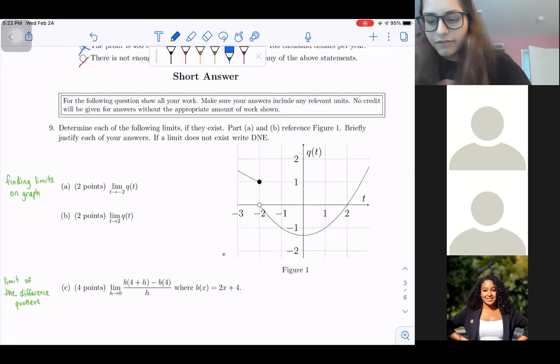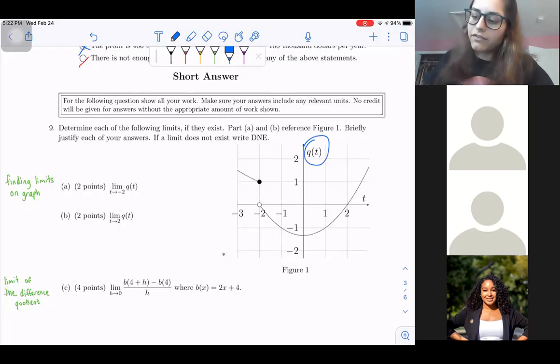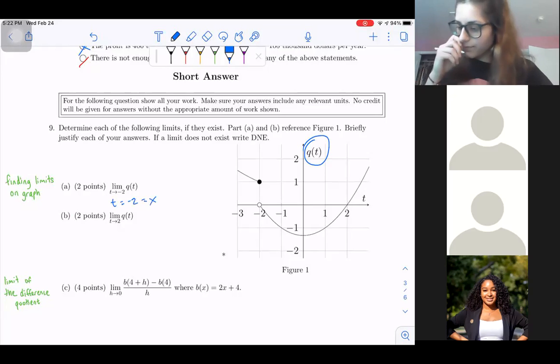All right, determine each of the following limits if they exist. I actually really like these ones. I think they're super easy. They're hard at first, but after you get into it, it's really quick. So we're finding the limit as t approaches -2 of q of t, and we know the graph is q of t. As we approach -2, that means we're approaching t equals -2, or like the x. And in this case, that is right here.